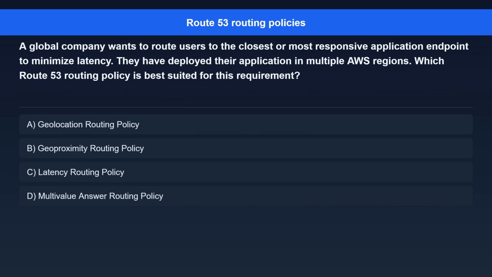Question 6. A global company wants to route users to the closest or most responsive application endpoint to minimize latency. They have deployed their application in multiple AWS regions. Which Route 53 routing policy is best suited for this requirement? Option A, geolocation routing policy. Option B, geoproximity routing policy. Option C, latency routing policy. Option D, multi-value answer routing policy.